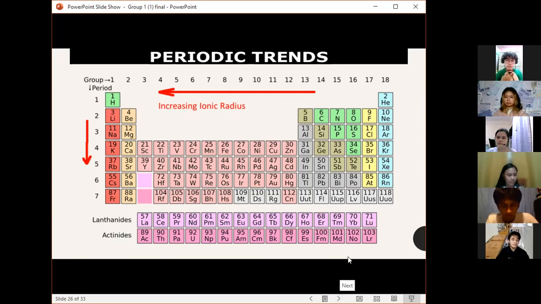So as we observe, the ionic radius of atoms decreases from left to right due to the increase of atomic number, while the number of shells remains constant because they are all in the same period.